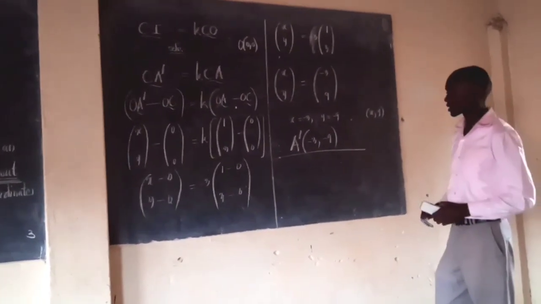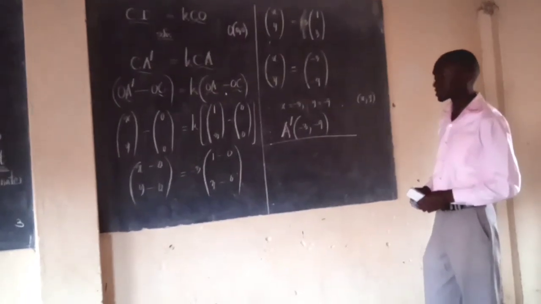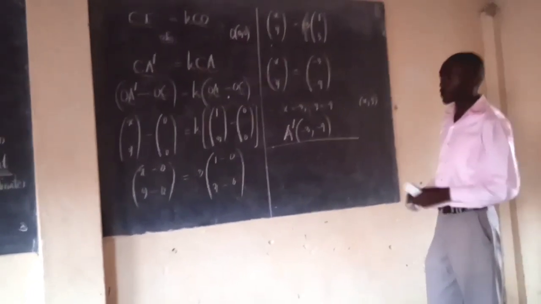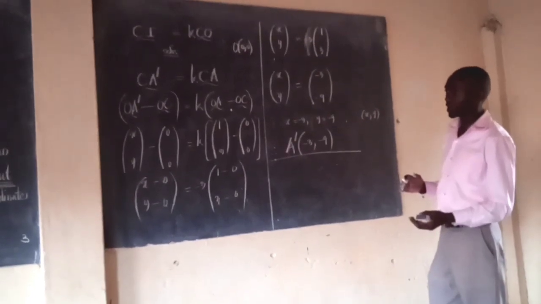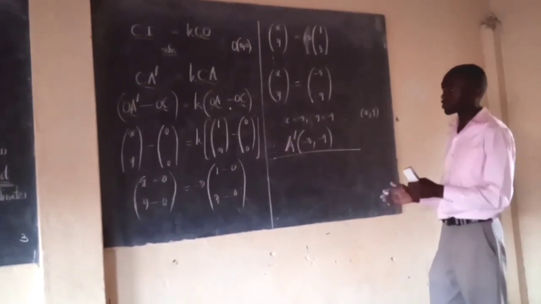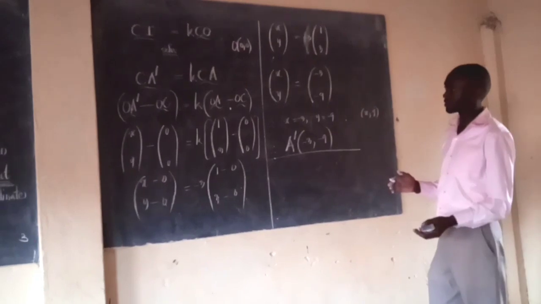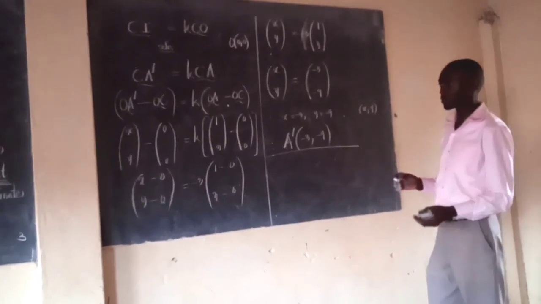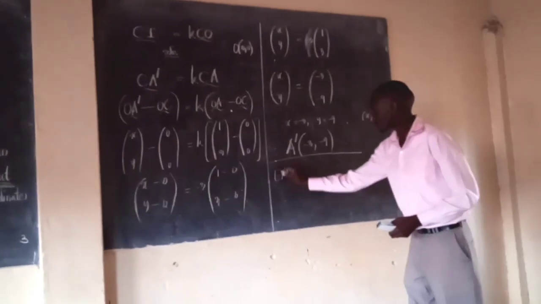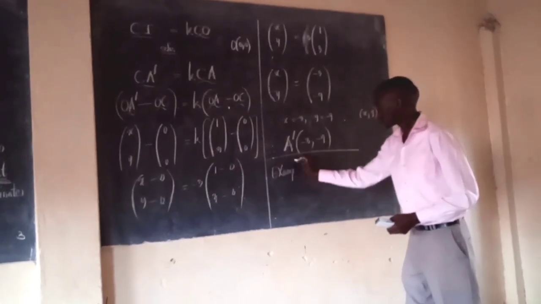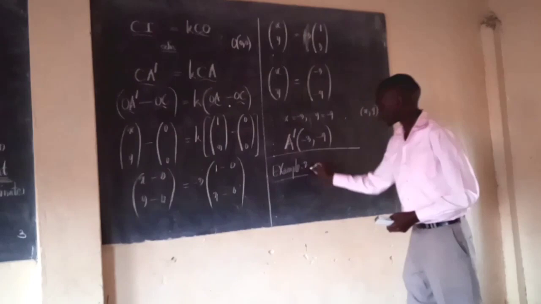So, dear candidates, we are going to example number 2 to further see what if instead it's not the image that is required, or the scale factor is required, or the object itself is required in return. What do we do? Example 2.